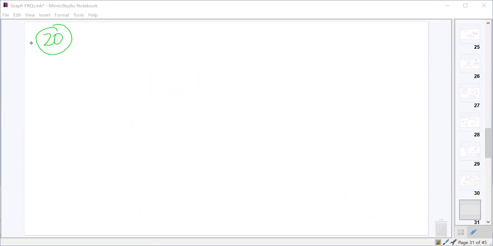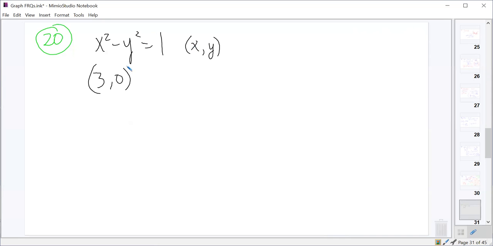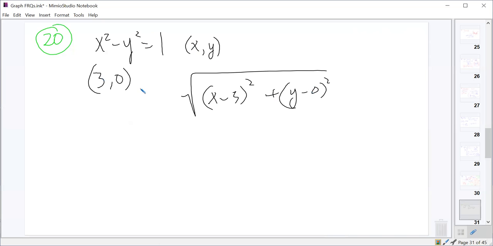We're looking for the value of the first quadrant point on x squared minus y squared equals 1 that is closest to the point 3, 0. So the distance between a point, we'll just call it a point x, y, and a point 3, 0 ought to be the square root of x minus 3 squared plus y minus 0 squared. That should be the distance between them. We want to minimize this distance.